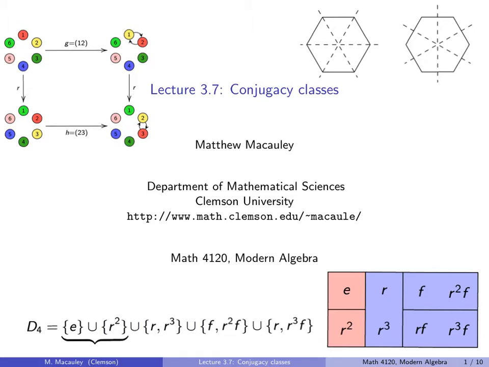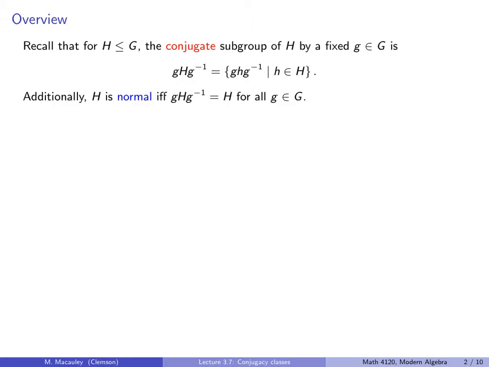So as an overview, recall that for any fixed subgroup H of G, the conjugate subgroup of H by a fixed group element g is denoted like this, gHg⁻¹, and it's the set of all products of the form g times something in H times g⁻¹. Additionally, H is normal if every conjugate of that subgroup is equal to itself.